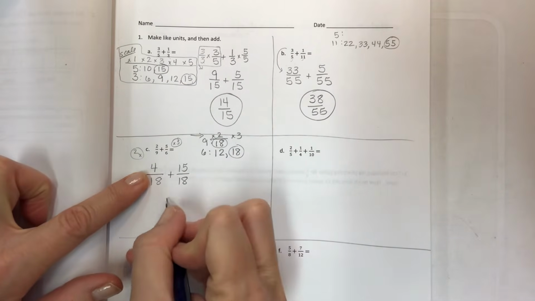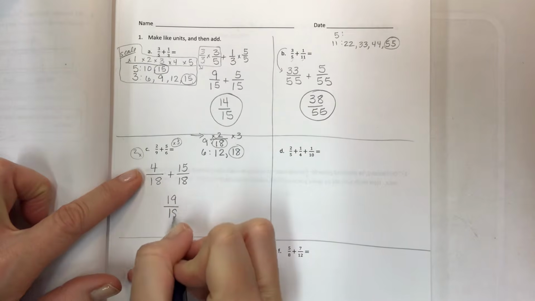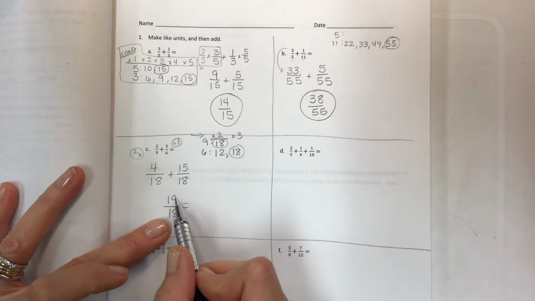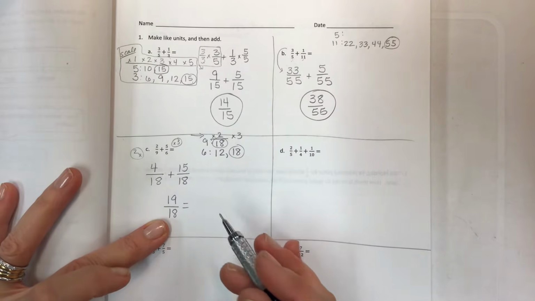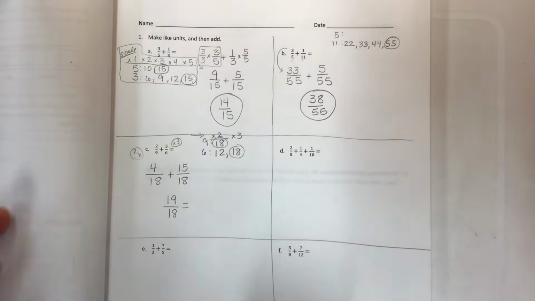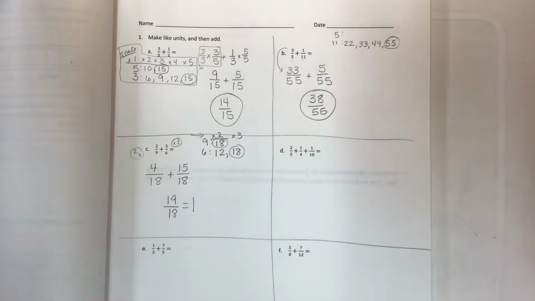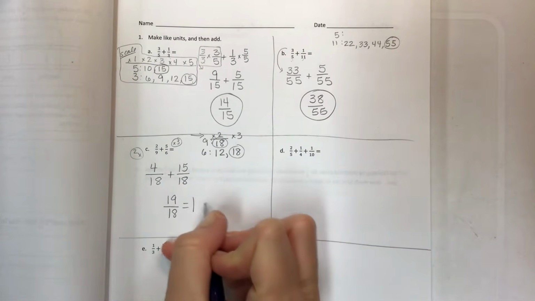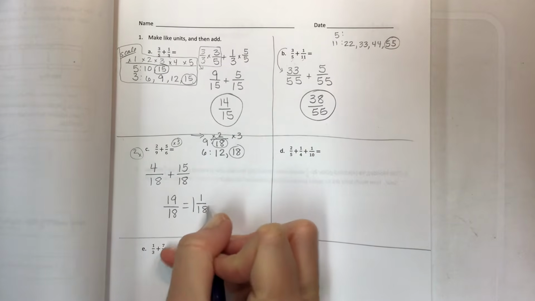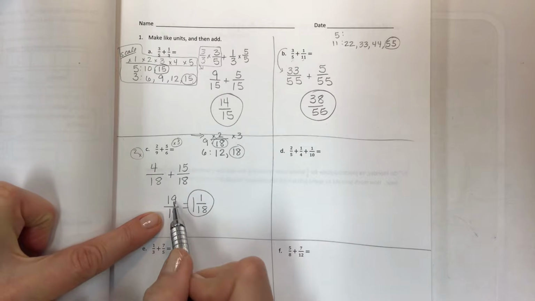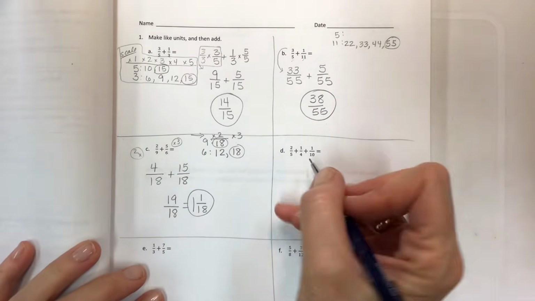Now, when you add these, you might notice, gosh, I have an improper fraction. That's okay. We're going to straighten this out just like we did a couple videos ago by using those mixed numbers. How many 18s can I fit into 19? I can fit 1. What's the difference between these two? 1 out of 18. And that's your final answer when you change this from an improper to a mixed number.